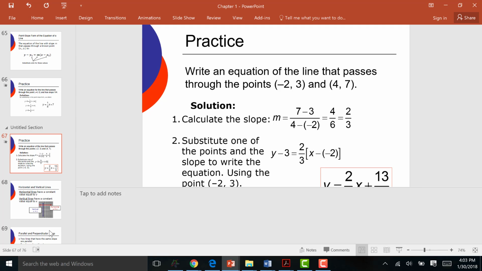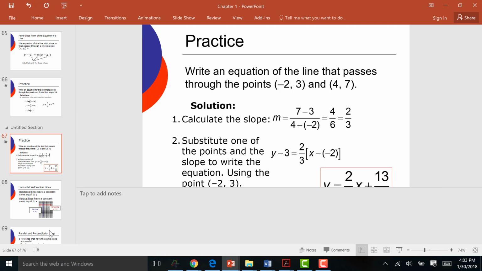What should I simplify this to? 2/3. How did you get that 2/3? Divide each top and bottom by 2. That 2 is called your greatest common factor. So we divided the top by 2, and we divided the bottom by 2, and we get a slope of 2/3. So there's my slope. That's what I'm going to put over here. Slope is 2/3.